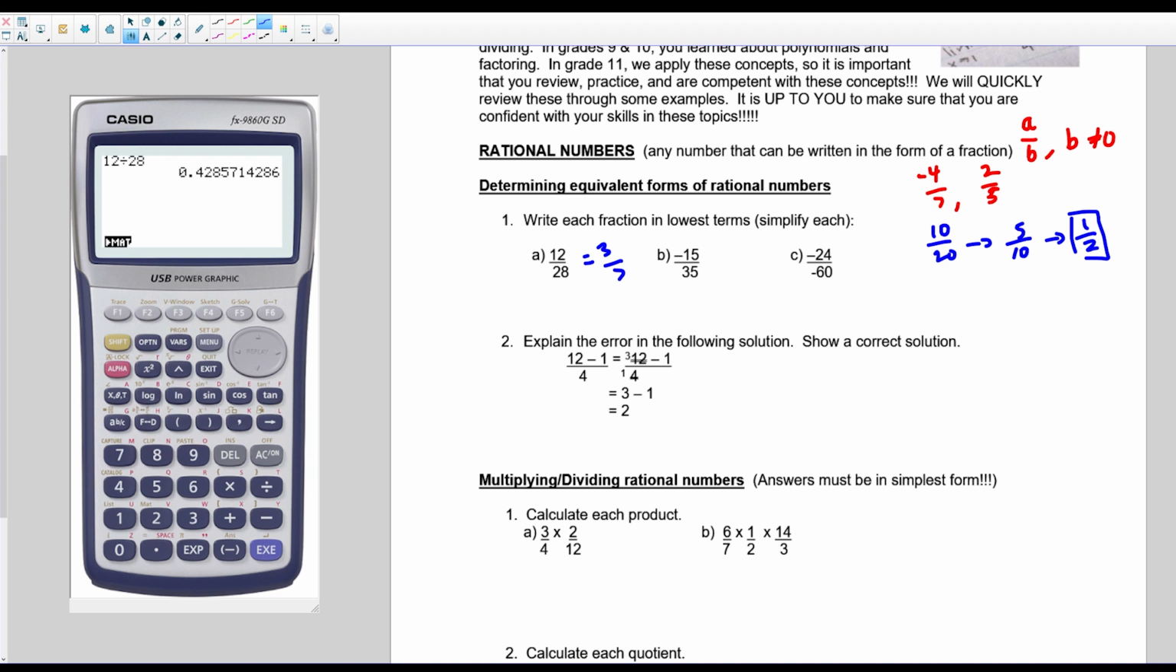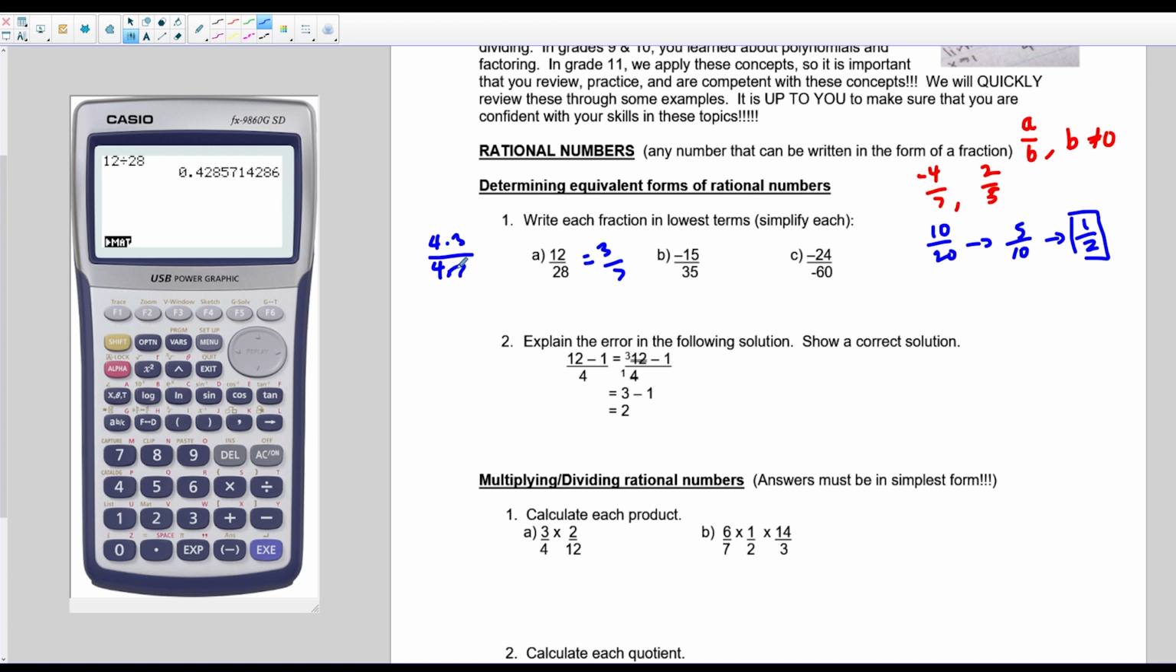Alternatively, if you want to challenge yourself and do a little bit of mental math, really all we're trying to do here is rewrite both our numerator and denominator so that we have the same factors appearing. So for example, we know that 12 and 28, the largest number that can be used to divide both of these is going to be 4. So I'm going to rewrite this as 4 times 3 over 4 times 7.